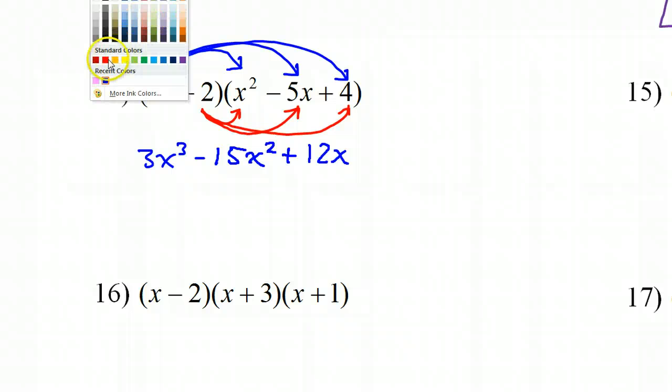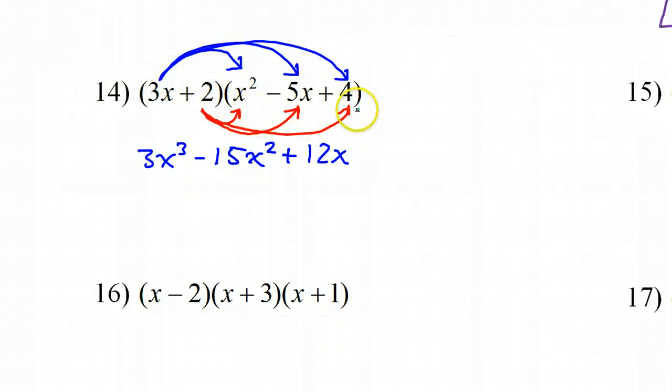All right, now I'm going to switch to red, and I'm going to distribute the 2. So I'm going to do 2 times x squared. Now, I could just stick this on the end, but I know I'm shooting for like terms later. So 2 times x squared, I like to line these up. So 2 times x squared is 2x squared, but I'm going to go ahead and put it underneath the like term. 2 times negative 5x, well, that's negative 10x. And again, I would like to line that up with the like term. And then 2 times 4 is 8, and there is no like term, so I'll just put it here on the end.